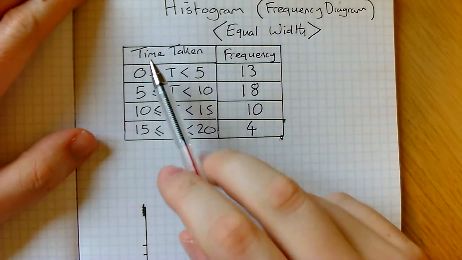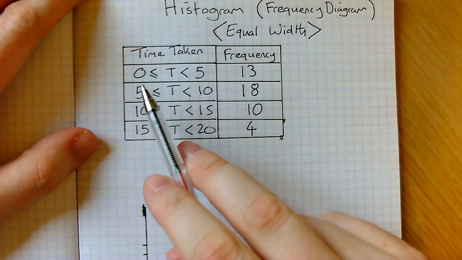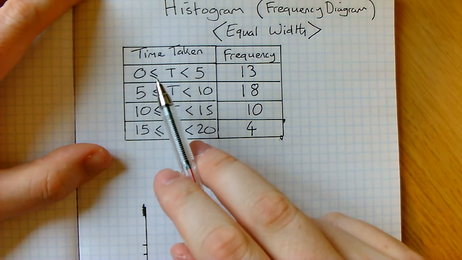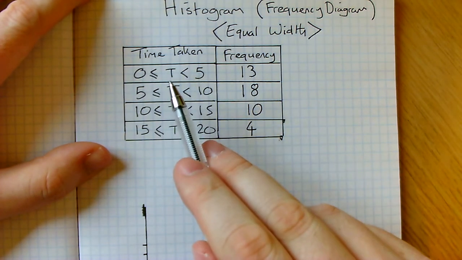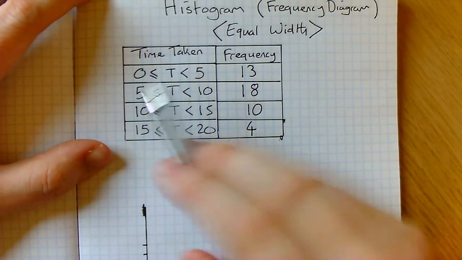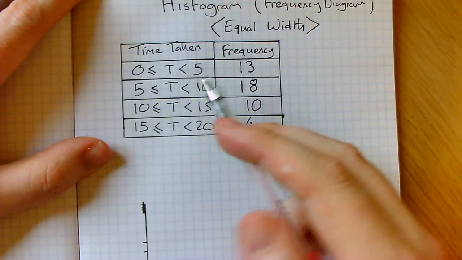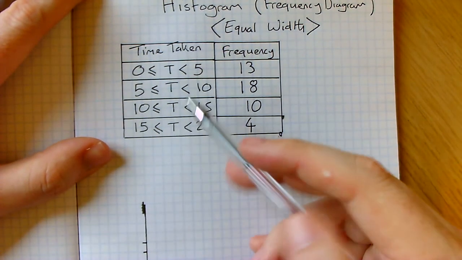So here I have some group data. Now notice the symbols, the inequality symbols. So time taken, i.e. t. So here, the time taken, this could be like for doing a jog or on the phone or something. I haven't filled this completely in, but you get the idea.